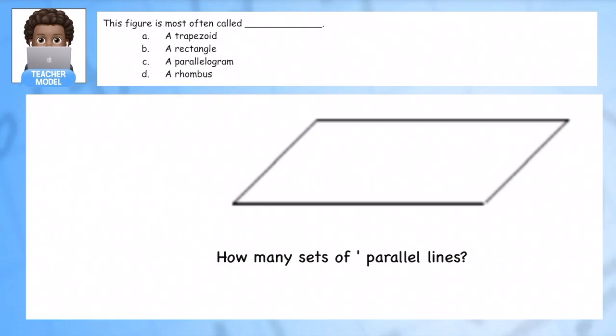I see 2 sets. These 2 are parallel. They are never going to meet. And these 2 are parallel. Kind of like when I'm looking across the street, the other side of the street is parallel. They're both the same size going in the same direction. So here I have 2 sets of parallel lines. That means I know it is absolutely not a trapezoid. So it is definitely a parallelogram.